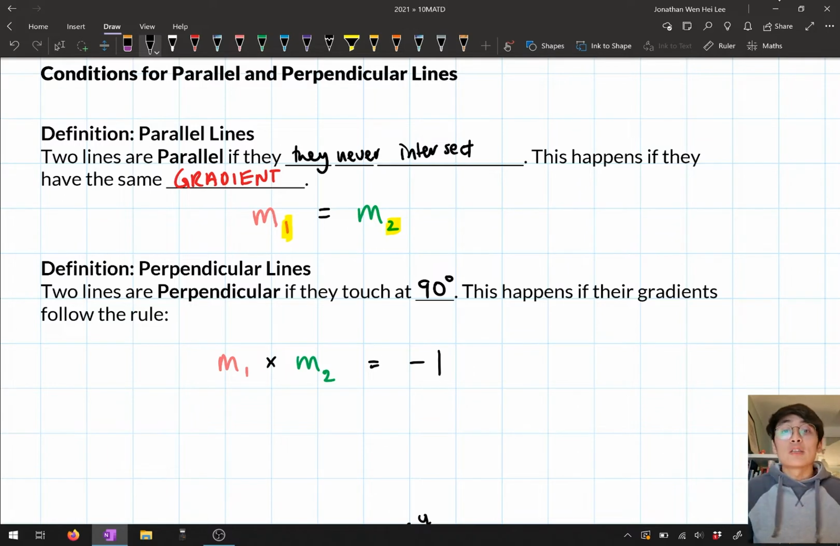So parallel means that two lines never intersect. What we need for that is that the two gradients are exactly the same. If the two gradients are exactly the same, that means that they are parallel. If two lines are perpendicular, that means that they touch at 90 degrees. And so what we need for that is m1 times m2 is equal to -1. So the two gradients, when we multiply them together, give me -1.